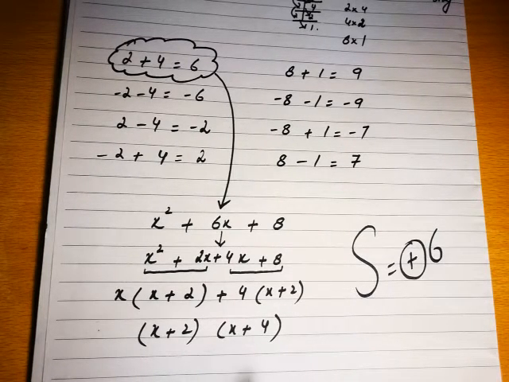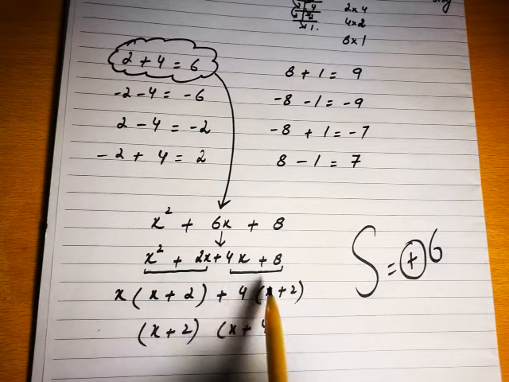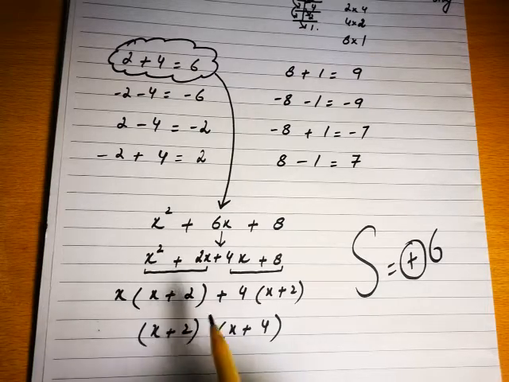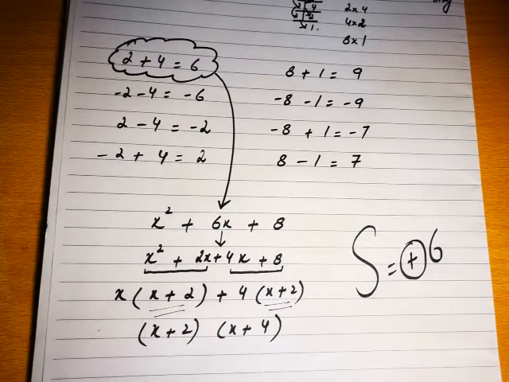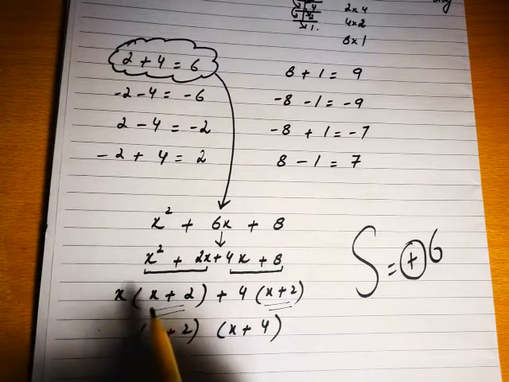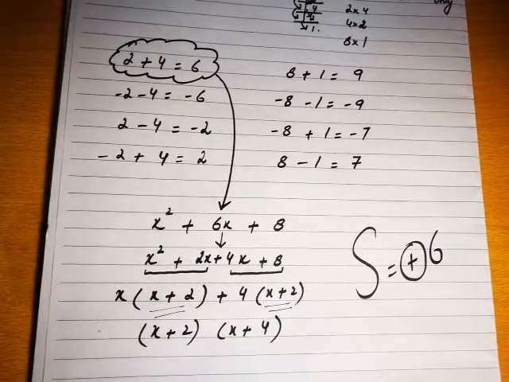Now I'm having 4 terms. I'm going to take something common from the first 2 terms, and something common from the last 2 terms. And what will happen is that I'm going to get the same factor, x plus 2 in this case. So I'm going to take it common, and x plus 4 is left. This is the whole method to do it.